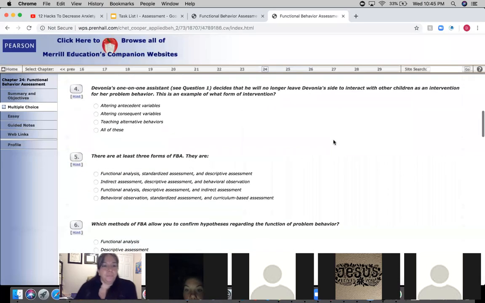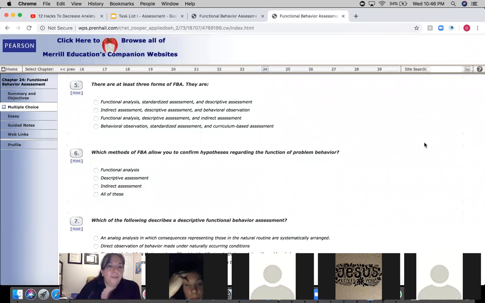All right, number 4. Devonia's one-on-one assistant decides that he will no longer leave Devonia's side to interact with other children as an intervention for her problem behavior. This is an example of what form of intervention? A, altering antecedent variables. B, altering consequent variables. C, teaching alternative variables. Or D, all of these. A. A. All right, two A's.